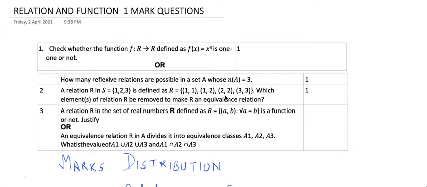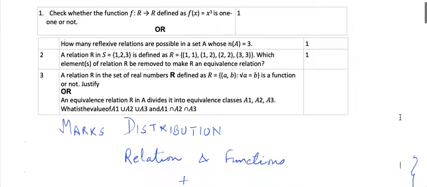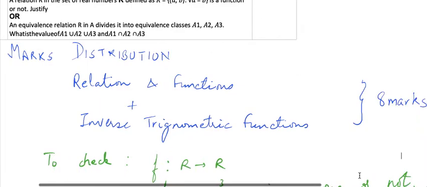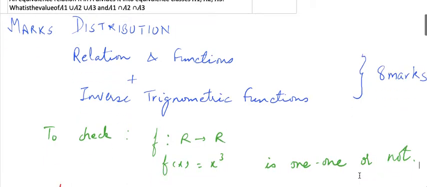The very first question is: check whether the function f from real numbers to real numbers defined by f(x) = x cube is one-one or not. So how do we check that? Let me discuss the solution. One thing more before I discuss that: the marks distribution of relations and functions and inverse trigonometric functions is 8 marks. They both comprise a total of 8 marks, right? Now I am discussing the solution to the first question.